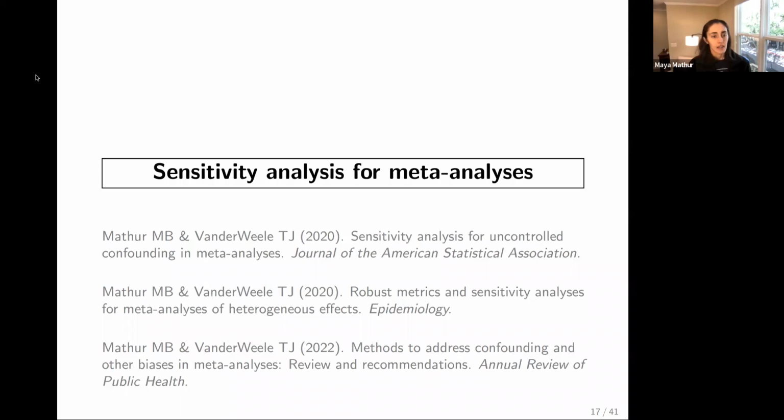Great. Okay, so let's take a look at how this would apply to meta-analyses. Just to point out the references here, this is the main statistics paper that proposes the methods, some more robust versions, and then a review paper that goes through a tutorial for how to apply them in practice.